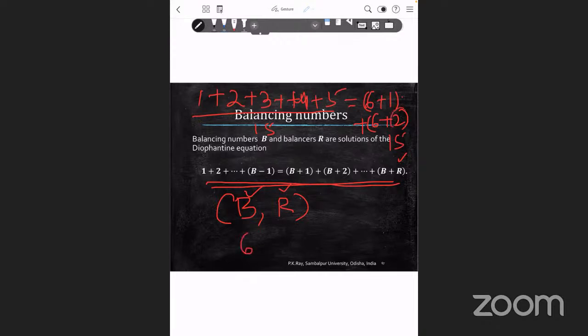With balancer 6 plus 2, that means balancer 2. This is the first pair. 6 is the first balancing number with balancer 2. According to this definition, 1 plus 2 plus 3 up to 5 is equal to 6 plus 1 plus 6 plus 2, that is 15 and 15. Now it is balanced, the equation balances. So 6 is the balancing number with balancer 2, correct?